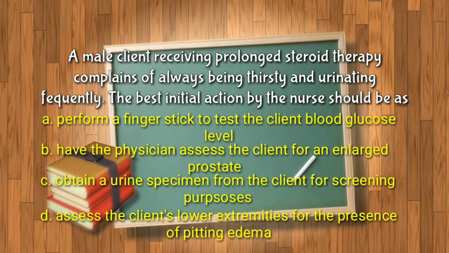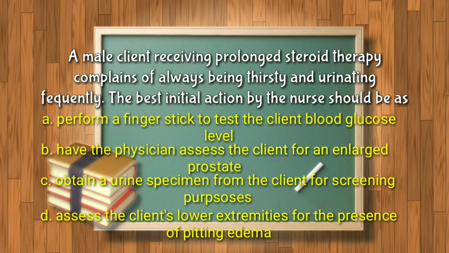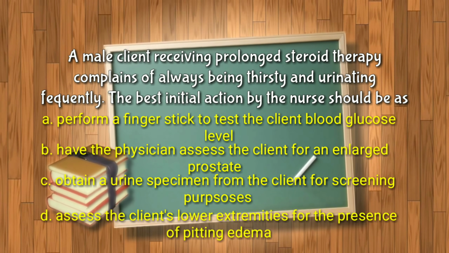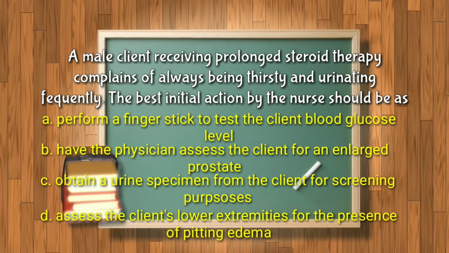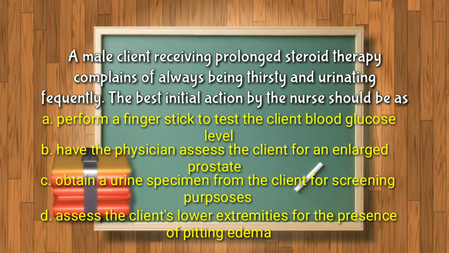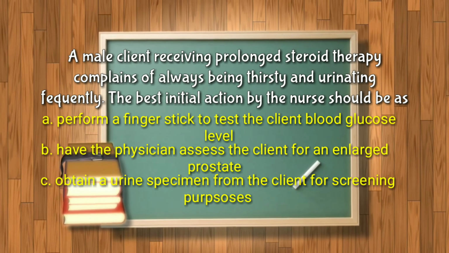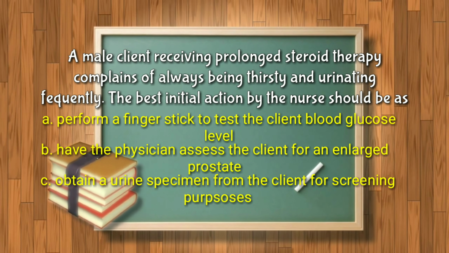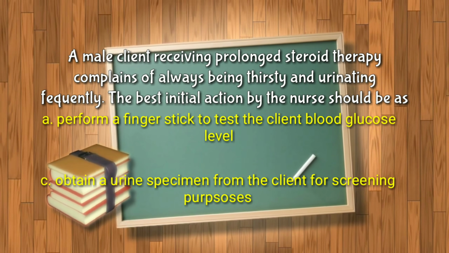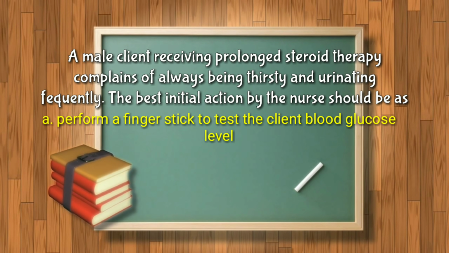Being thirsty, or polydipsia, and urinating frequently, or polyuria, are 2 out of 3 manifestations of diabetes mellitus. You are suspecting a client with DM. And by best initial action, you must first find an answer that talks about assessment. Letter D is assessment, but it does not talk about diabetes mellitus. Letter B is absolutely wrong because you are passing the buck. And passing the buck is a very big no-no. Letter C, obtaining a urine, does not let you know that the patient has DM, unless it is ordered by the doctor. So the best answer is letter A.